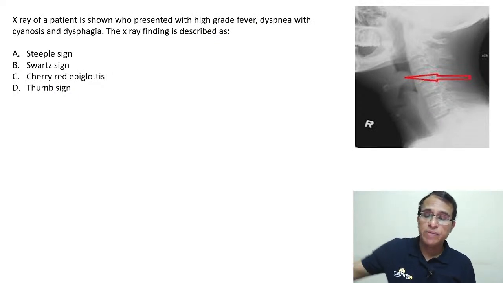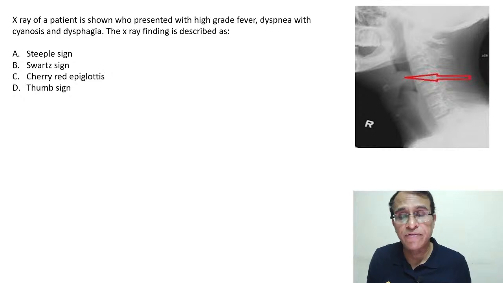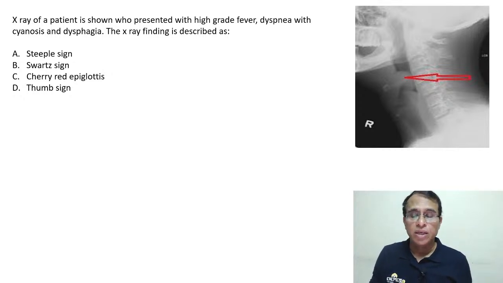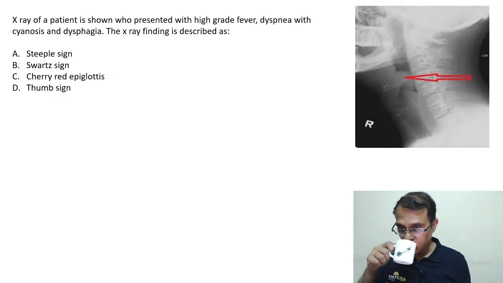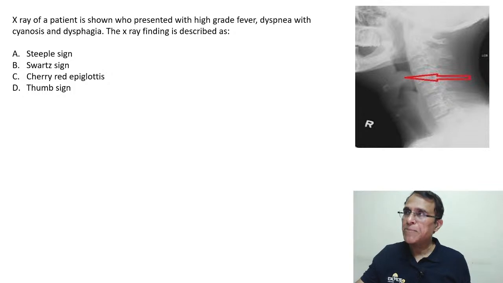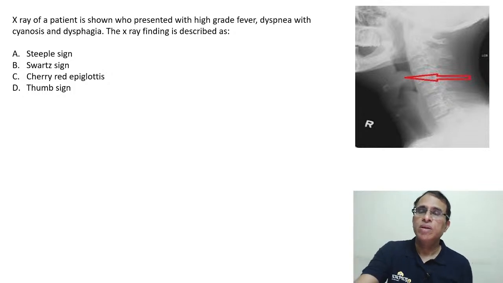The X-ray of the patient is shown who presented with high-grade fever, dyspnea, cyanosis and dysphagia. The X-ray finding is shown. What sign is this? Steeple sign, sword sign, cherry red epiglottis and thumb sign. What is it? It's very simple, isn't it? Look at the arrow and try to answer this question.